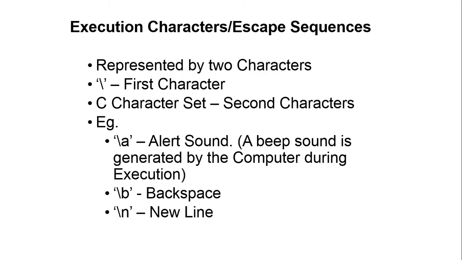Okay. So this is the escape sequence, the special sequence of the character set. It is represented by two characters: a slash followed by a letter, for example \n. N means it gives a new line, B means it gives a backspace, and A is an alert sound. So these are examples. I can use the escape sequence for the execution of these characters.